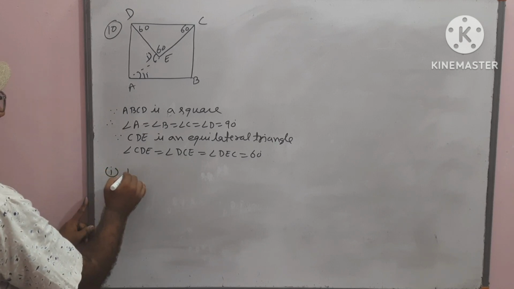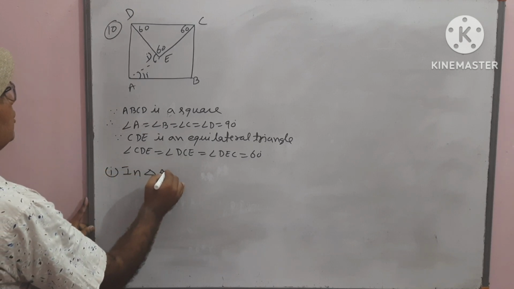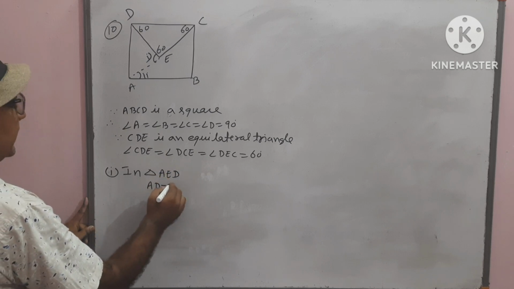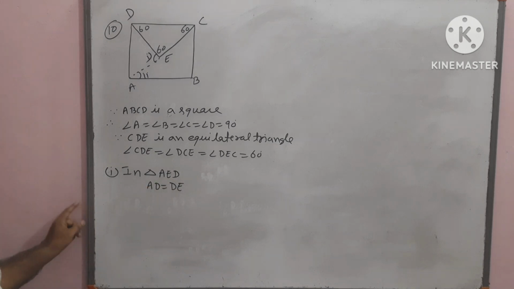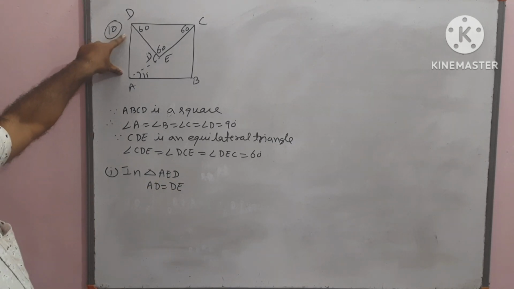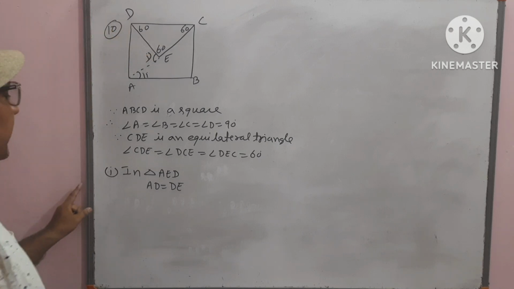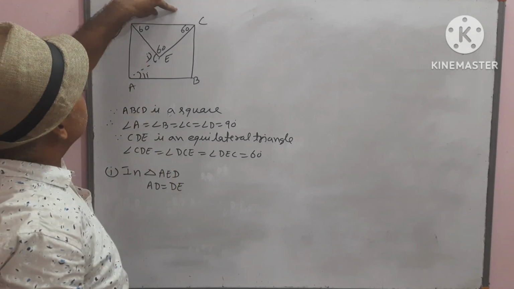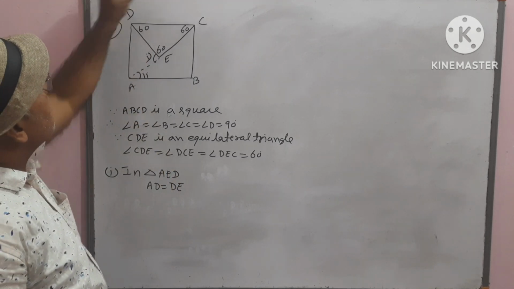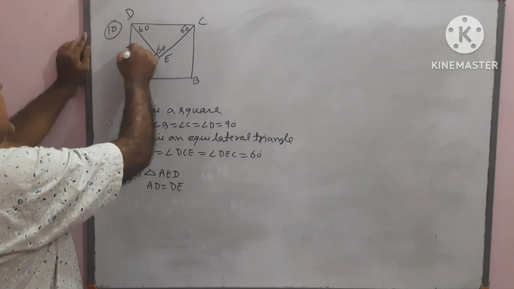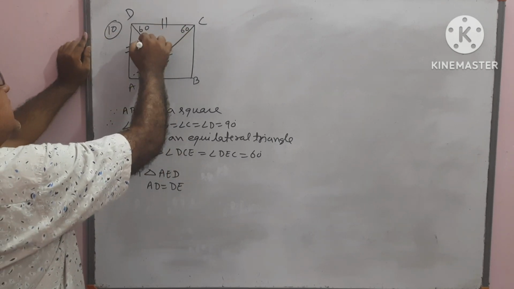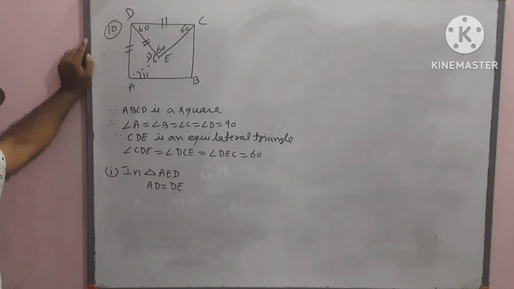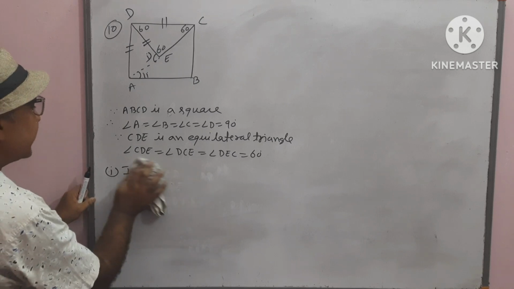We are watching that in triangle AED, AD and DE both are equal. Just notice carefully. Why? Because the square side is AD and CD, and the triangle side is CD and DE. AD is equal to CD and CD is equal to DE. Therefore, AD is equal to DE. Understood? If not, then you can write here.